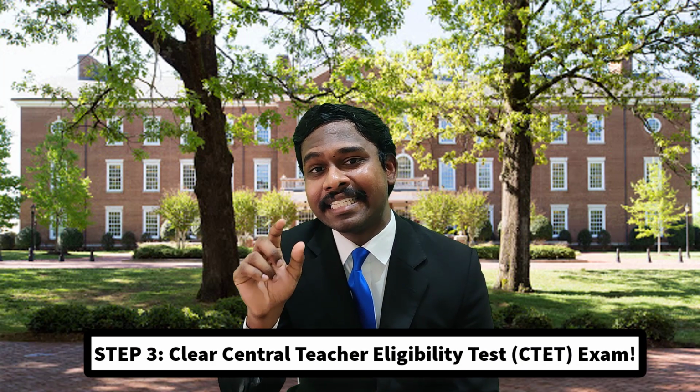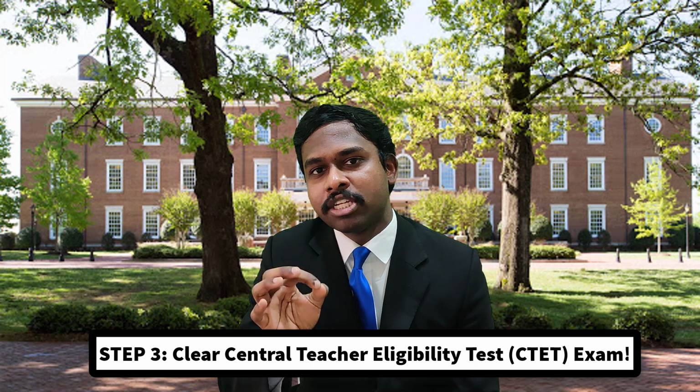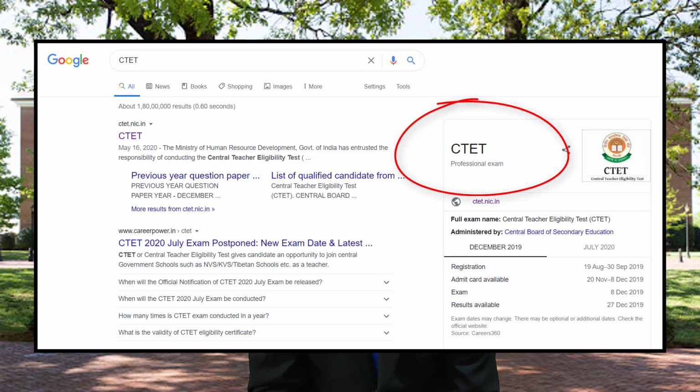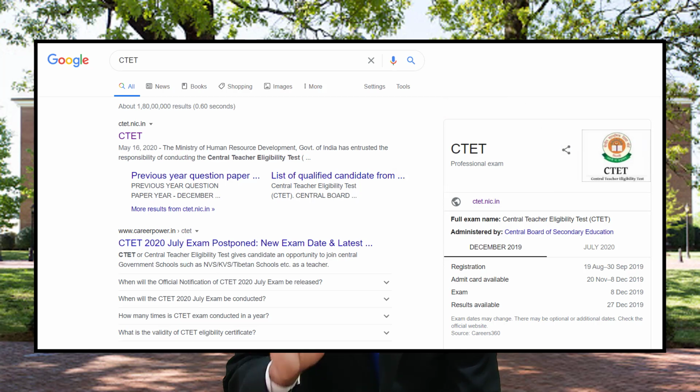The next step is to clear one important exam conducted by the CBSE board, which is CTET, which stands for Central Teacher Eligibility Test. This exam is a professional exam taken by teachers who want to teach in a CBSE school. You can go ahead and see the screenshot for yourself. You can get all the information regarding this exam on the website ctet.nic.in.